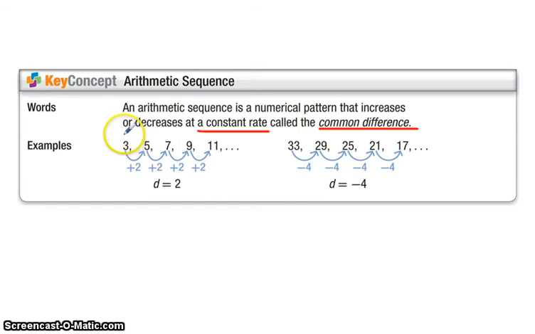So if you look at this sequence, 3, 5, 7, 9, 11, you're going up by 2 each time. So your common difference is 2. In this sequence, 33, 29, 25, you're decreasing by 4. So your common difference is -4. And we signify common difference with a D.